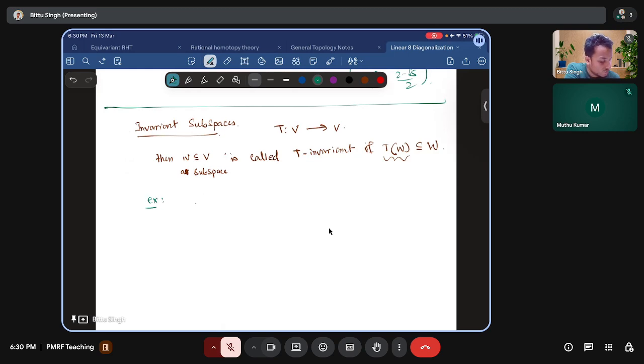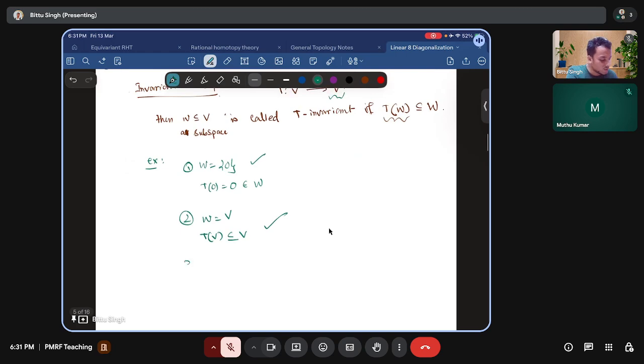So if we choose W equal to 0, then note this is always T invariant, right? T of 0 is the same as 0, which belongs to W. So this is a T invariant subspace example. And again, if we choose W equal to phi, then note that T of phi, by definition, lies in phi. So again, it is a T invariant subspace.